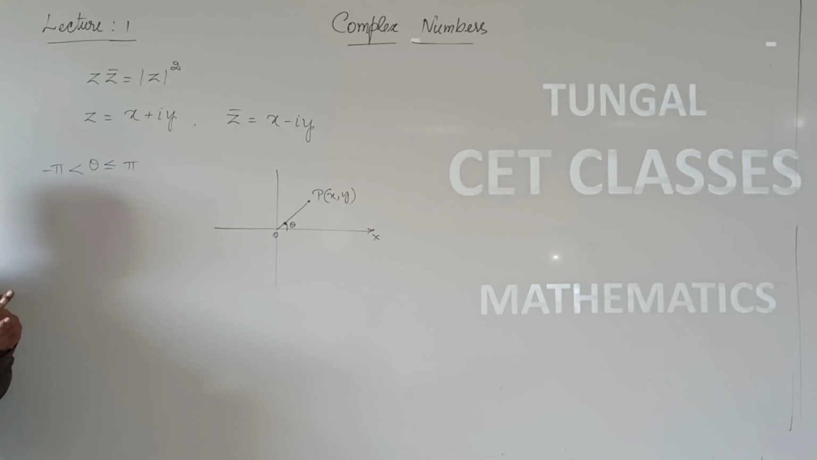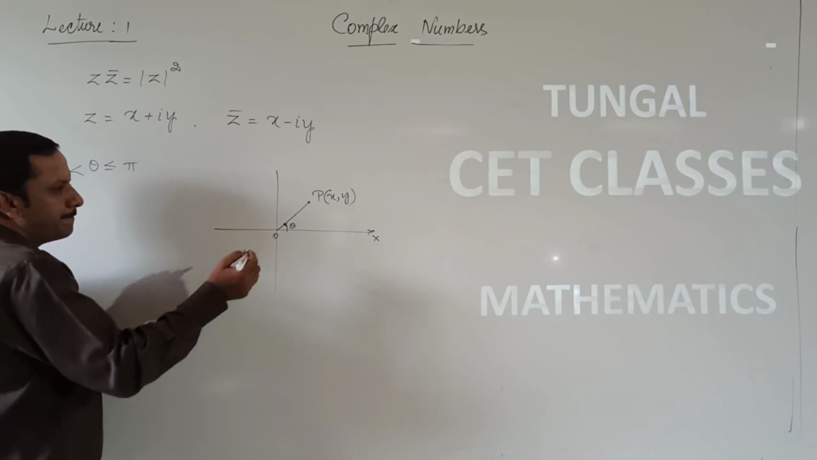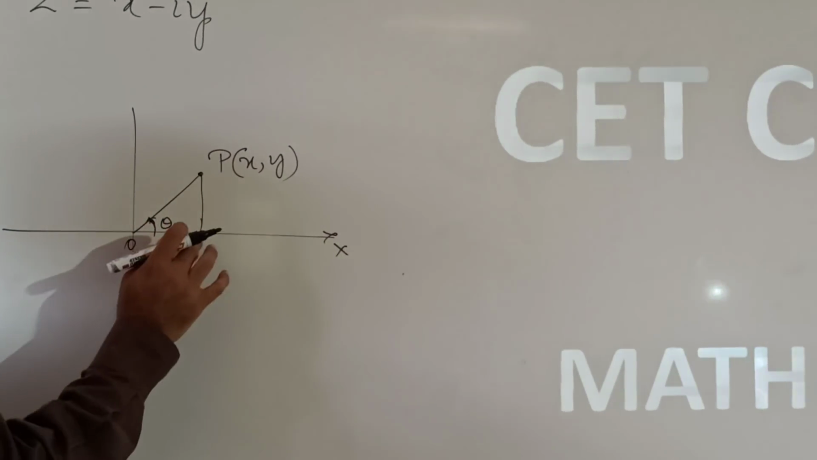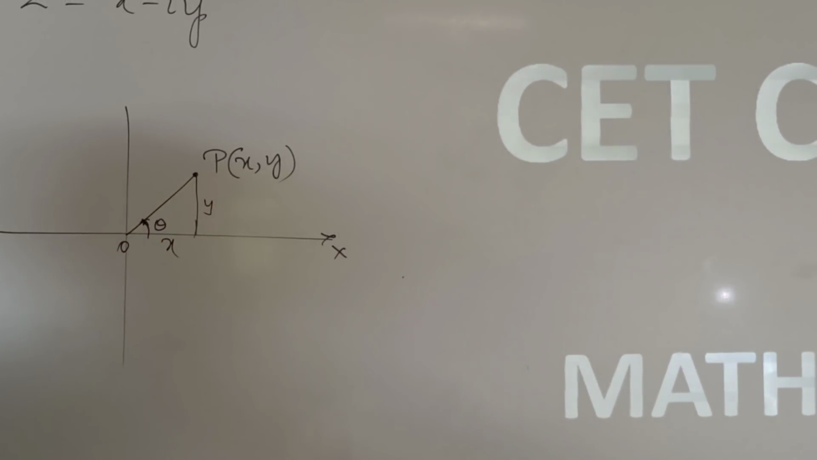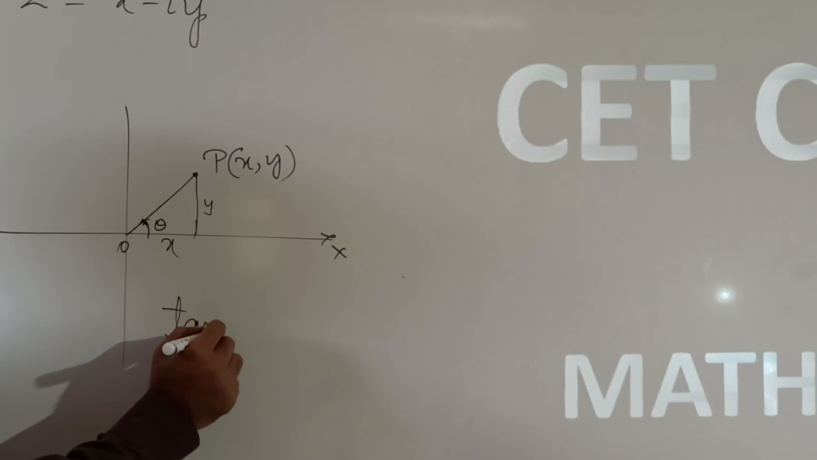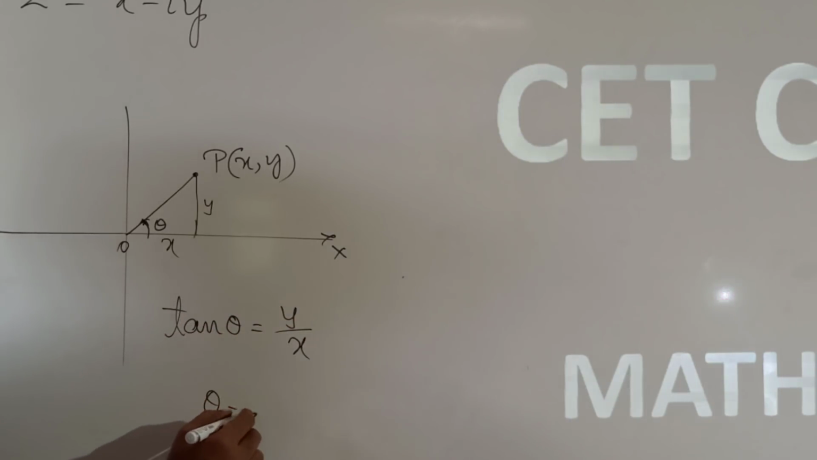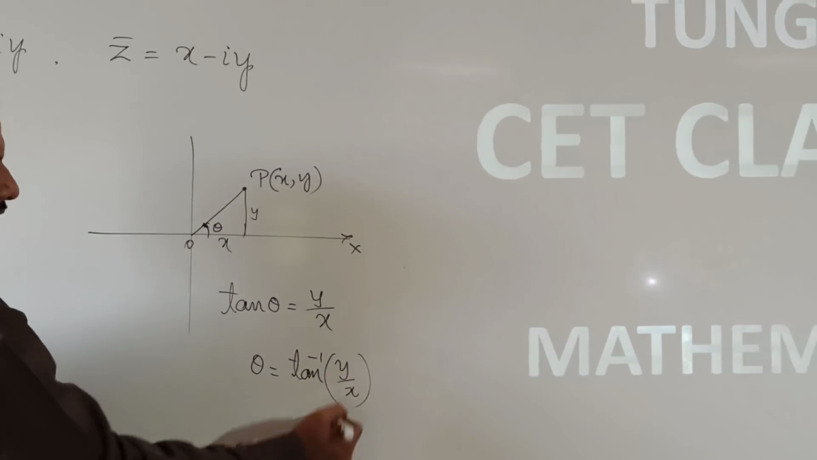Well, so how to find that? See, if that point lies in the first quadrant, then it's very simple. Then this distance is y, this distance is x. From this triangle, I can write that tan theta is equal to y by x. So theta is equal to tan inverse of y by x.